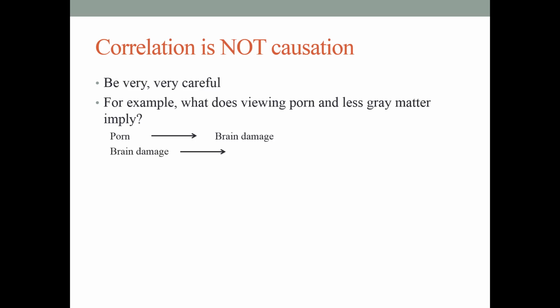Or brain damage causes people to view porn, or lower IQ makes people start viewing porn. We don't know. Or there's another possibility. There is another variable, and we call it a third variable, that causes these two factors at the same time. Okay, let me give you another example of a third variable.